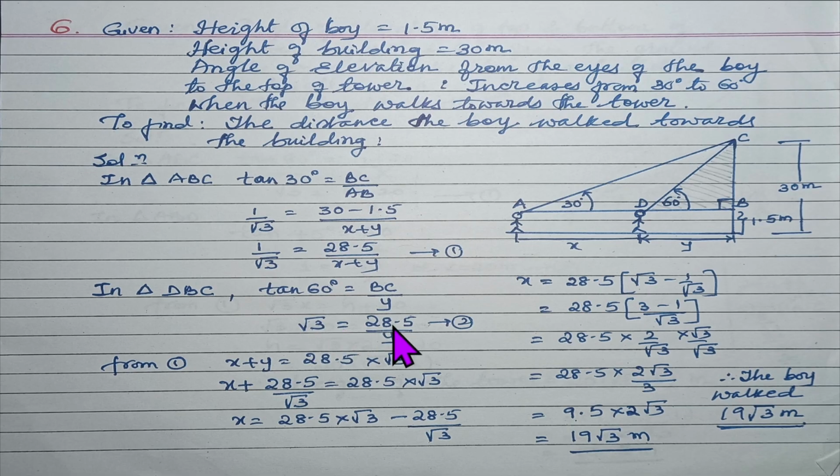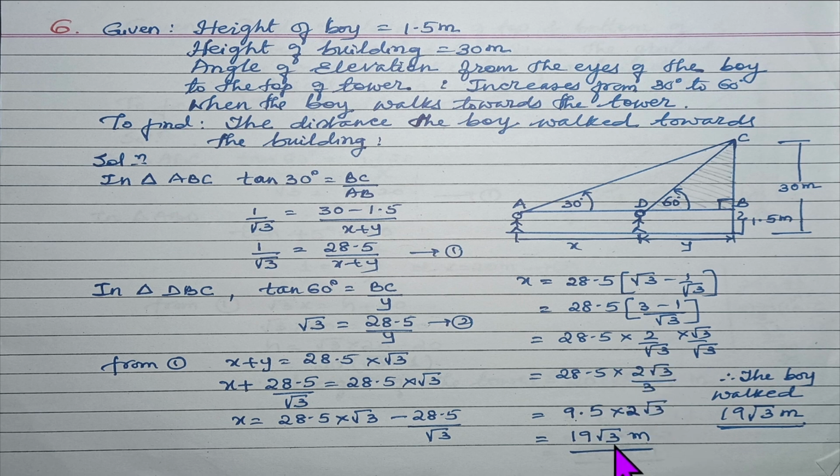y is equal to 28.5 divided by root 3. Putting the value of y here and simplifying, we get x is equal to 28.5 into root 3 minus 28.5 by root 3. Taking 28.5 outside, we get root 3 minus 1 by root 3, and that is 28.5 in the bracket 3 minus 1 divided by root 3, and that is 28.5 into 2 by root 3, and we can rationalize this. I have rationalized it here. Therefore it is 28.5 into 2 root 3 by 3.